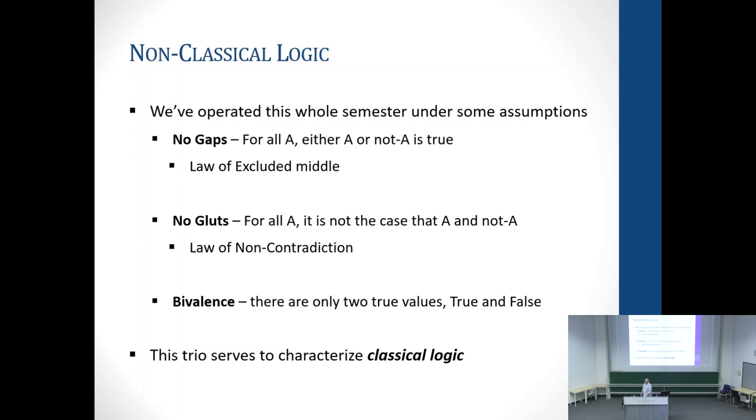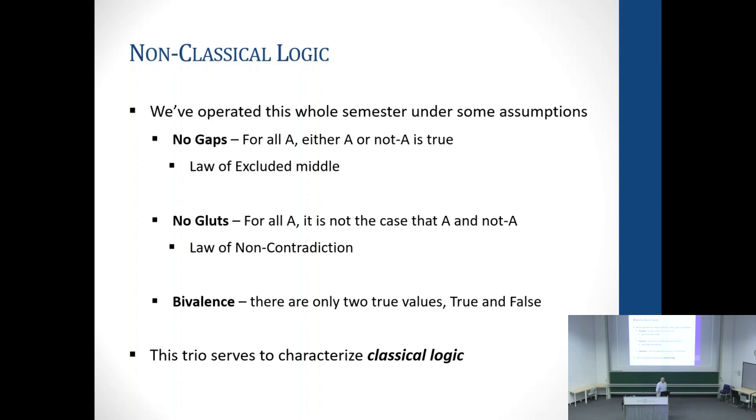So the first assumption had to do with the fact that there's no gaps. For every sentence, the sentence is either true or it's false. You can call this the law of excluded middle. For all A, either A or not A is true. So there's no truth value gaps. Similarly, we also had an assumption that there's no truth value gluts. That is, for every sentence A, it's not the case that it's both true and false. Or that it's not the case that the sentence is true and its negation is true. You can call this the law of non-contradiction.